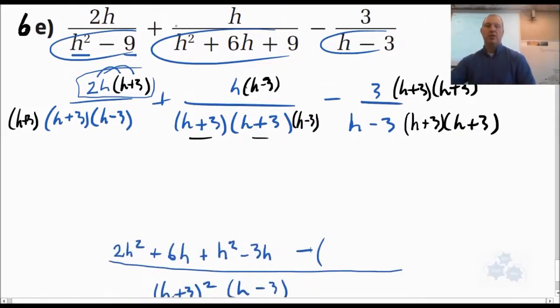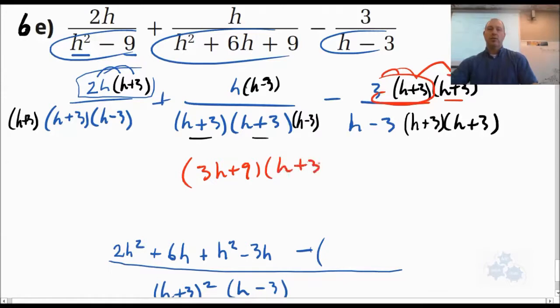So let me actually do this on the side so I can show you the steps. I'll do it in red. So 3 times h plus 3 times h plus 3. Just multiply the first two together first. So it's going to be 3h plus 9, and then multiply that product times this one, so times h plus 3. And so then you do another FOIL method: 3h squared plus 9h plus 9h plus 27.